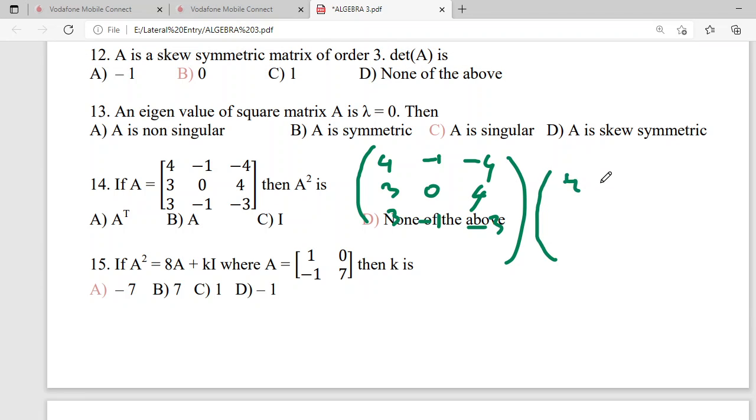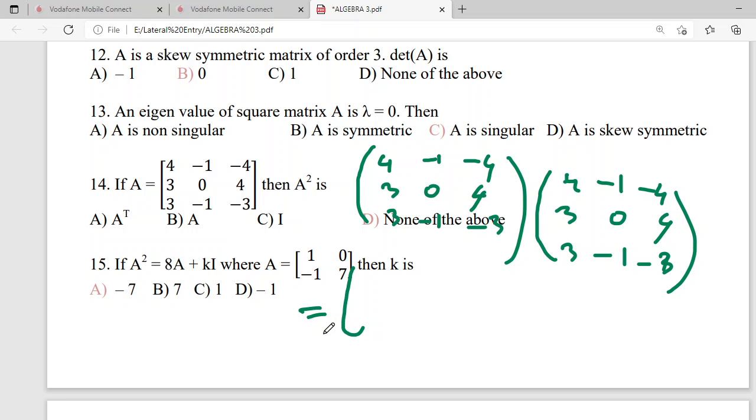4, minus 1, minus 4, 3; 0, 4, 3, minus 1, minus 3. So if you multiply this, what will you have? So what is the first element? This is 4 into 4, 16, then minus 1 into 3, minus 3, then minus 12. So the first element is 1.